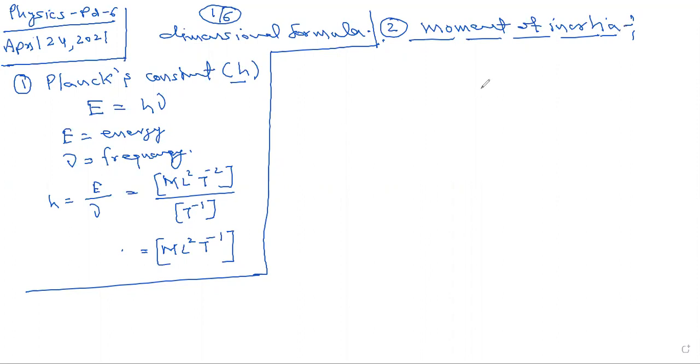So when you say moment of inertia, this is a condition of the rotation. That means any object cannot rotate itself. You are required to rotate it.